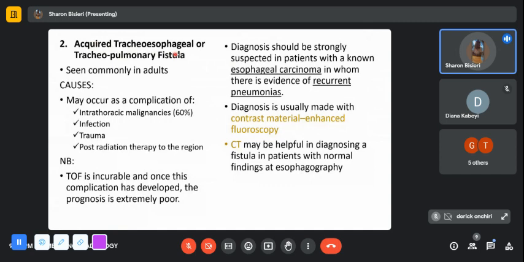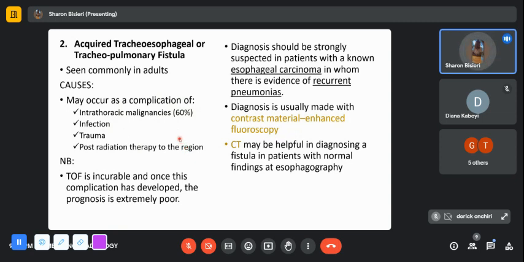So the next is the acquired type. The acquired type is commonly seen in adults, and it commonly occurs as a complication of other conditions, top of the list being intrathoracic malignancies, especially esophageal malignancies. It can also occur secondary to infections, trauma, and post-radiation therapy to the region of the esophagus.